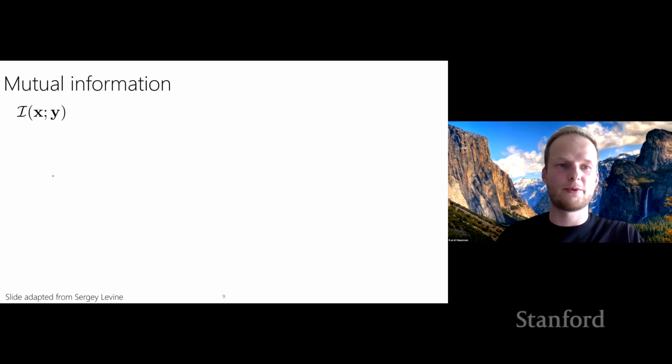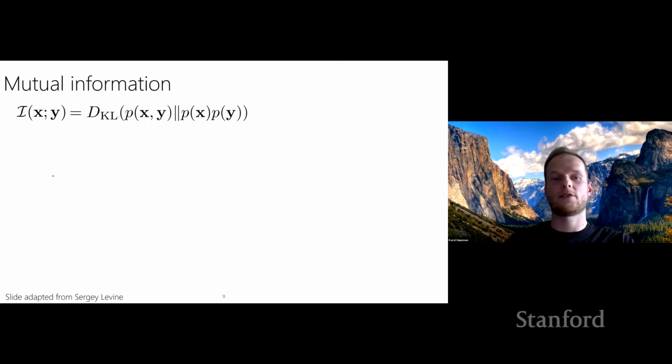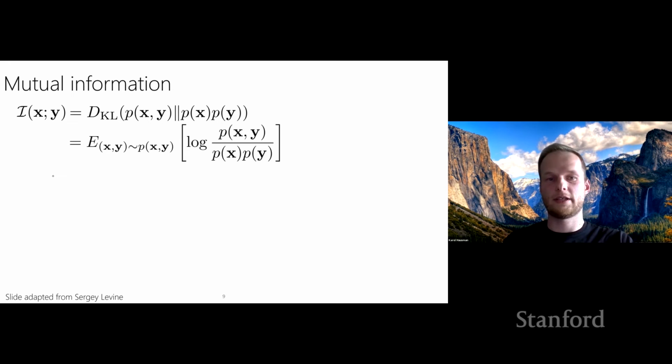So let's introduce the last term that we might find useful in today's lecture, which is mutual information. Mutual information will be denoted with this script I, and is between two random variables, let's say X and Y. Mathematically, it's defined as follows. It's the KL divergence between the joint distribution and the product of the marginals. So we can write it out fully like this.